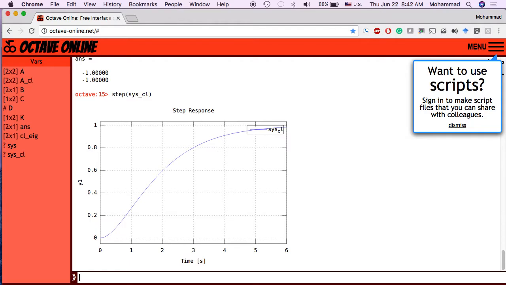Is there any oscillation in this response? No oscillation whatsoever. And it's even cooler if you look at step response of system next to system closed loop.